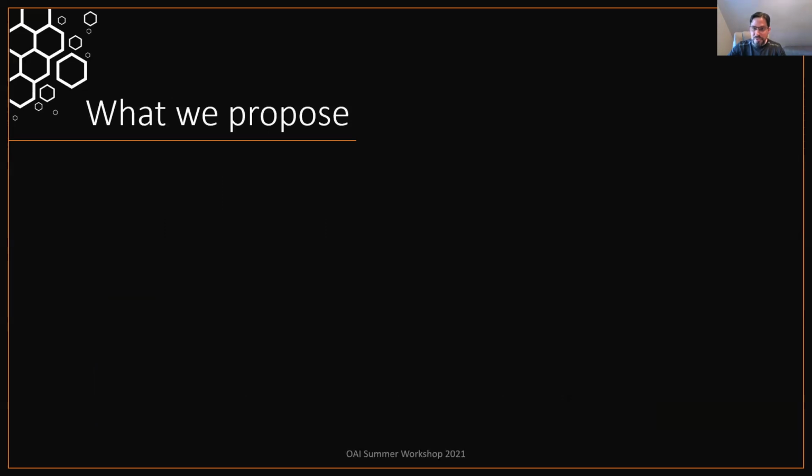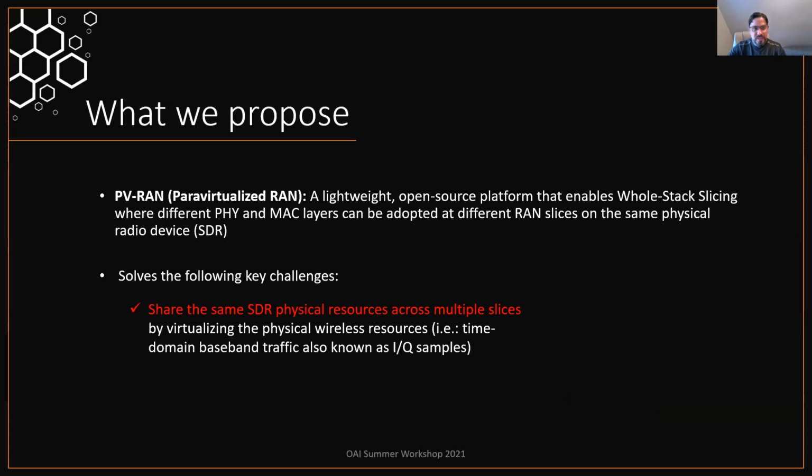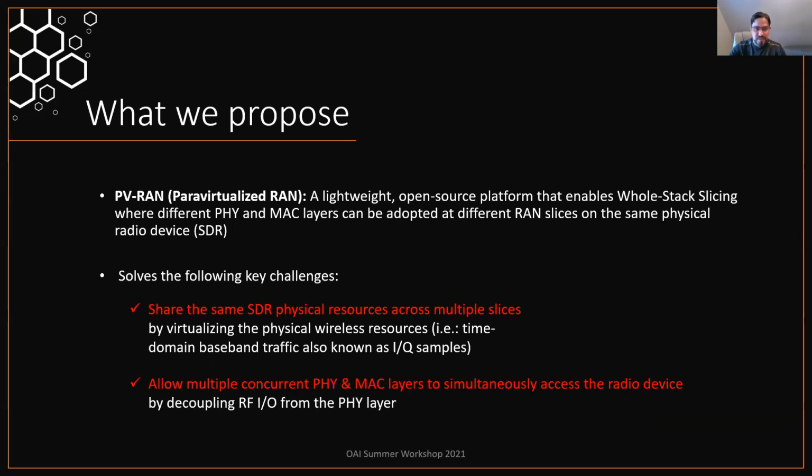To answer this question, we propose PVRAN, a lightweight and open source platform that enables whole stack slicing, where different PHY and MAC layers can run concurrently at different RAN slices on the same physical radio device. PVRAN solves the following key challenges. First, it allows sharing the SDR physical resources across multiple slices. It does that by virtualizing the physical wireless resources. Then it allows multiple concurrent PHY and MAC layers to simultaneously access the radio device. It does that by decoupling RFIO from the PHY layer.